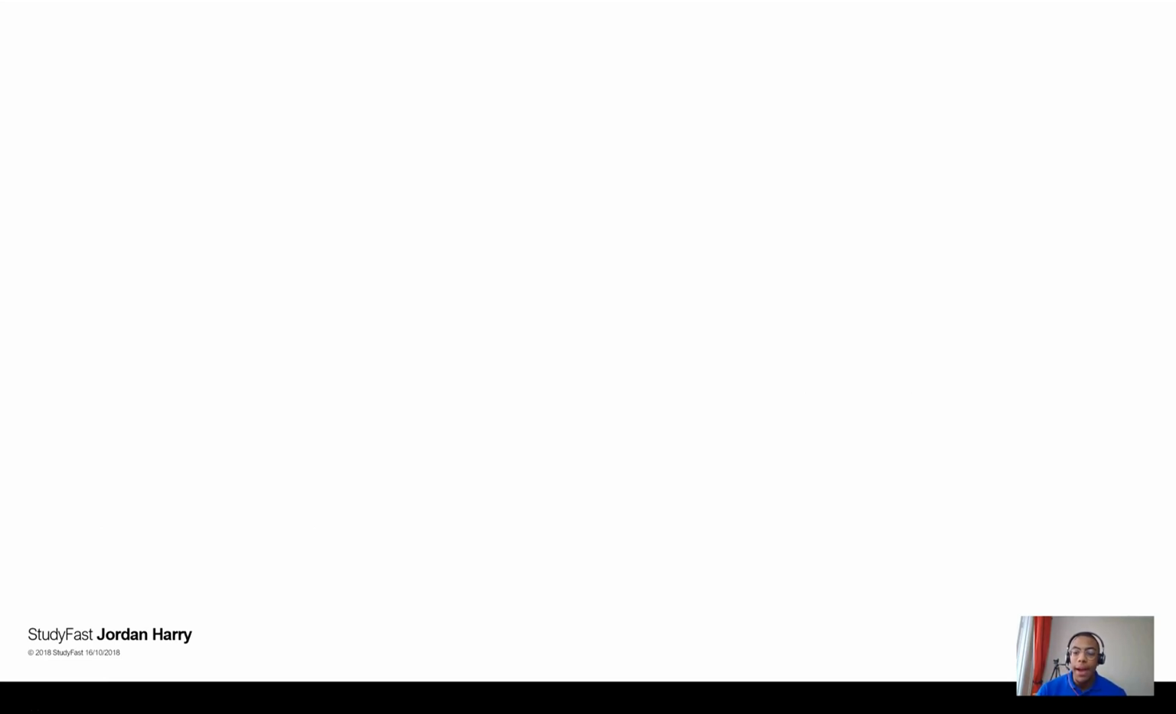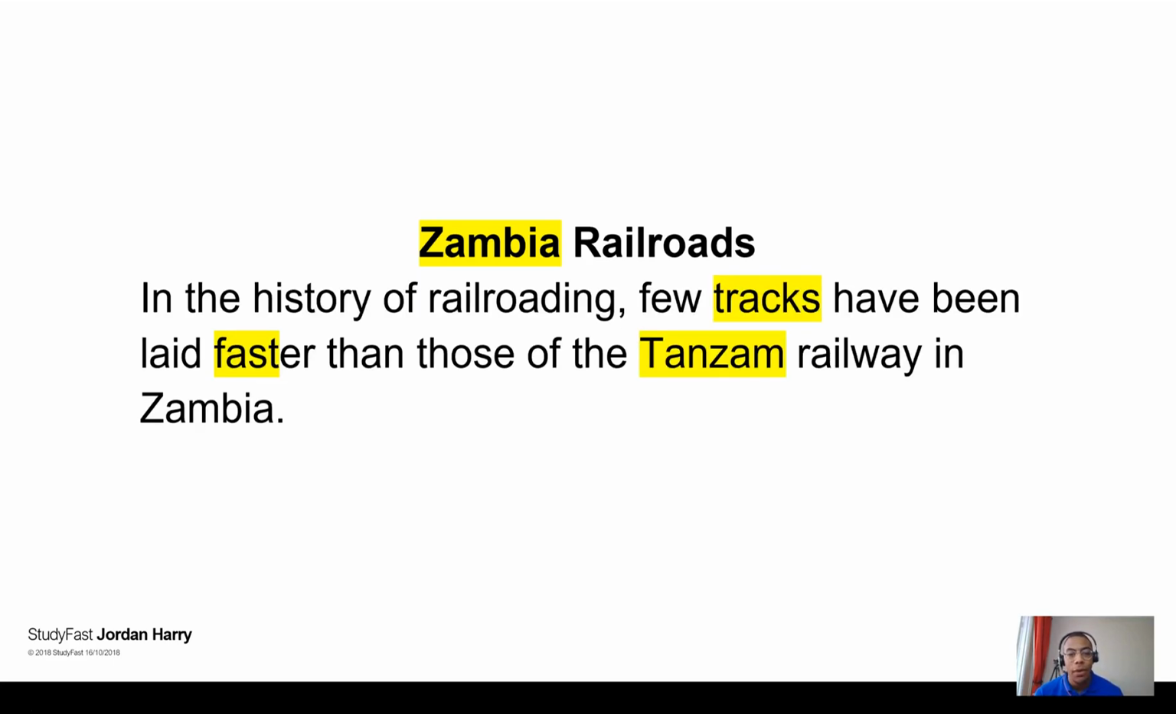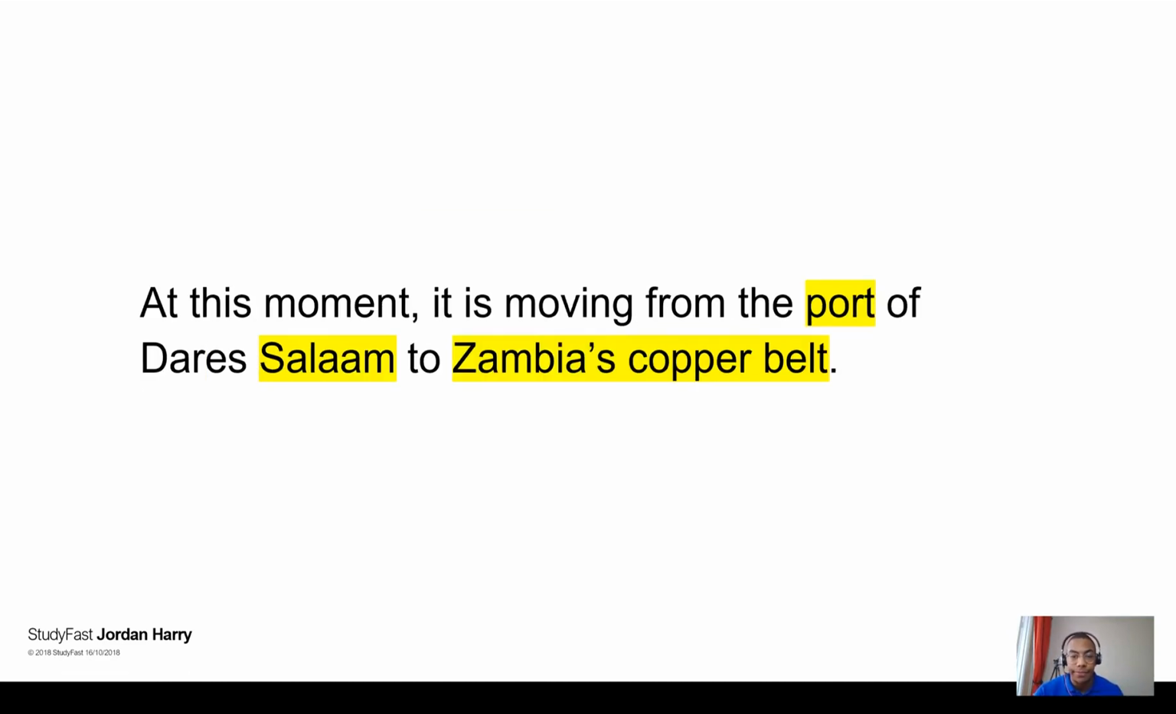So, when you're reading a passage, it's really important to remember what it's all about. So Zambia. What's the first thing that comes to my mind when I hear Zambia? I think zombies. Okay, so I'm thinking zombies on the railroads. This is what this whole passage is about. So, the history of railroading. Few tracks have been laid faster than those of the Tanzam Railway in Zambia. So what mental image I get is Tarzan, running fast down the tracks. That's why I kind of paused and hesitated at faster. So that's our first image. Tarzan running down tracks fast.